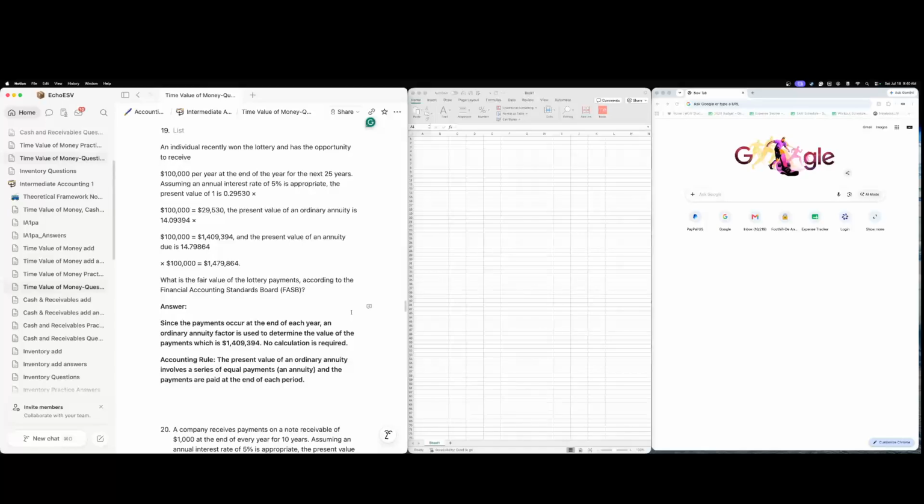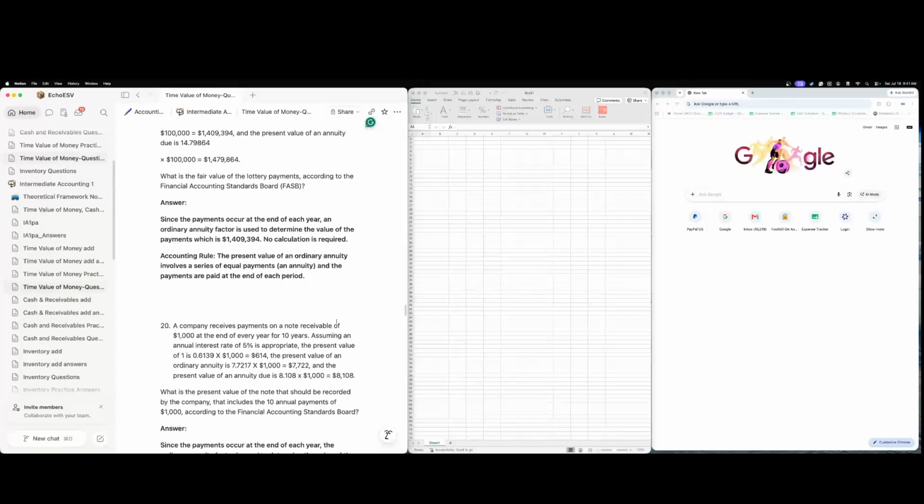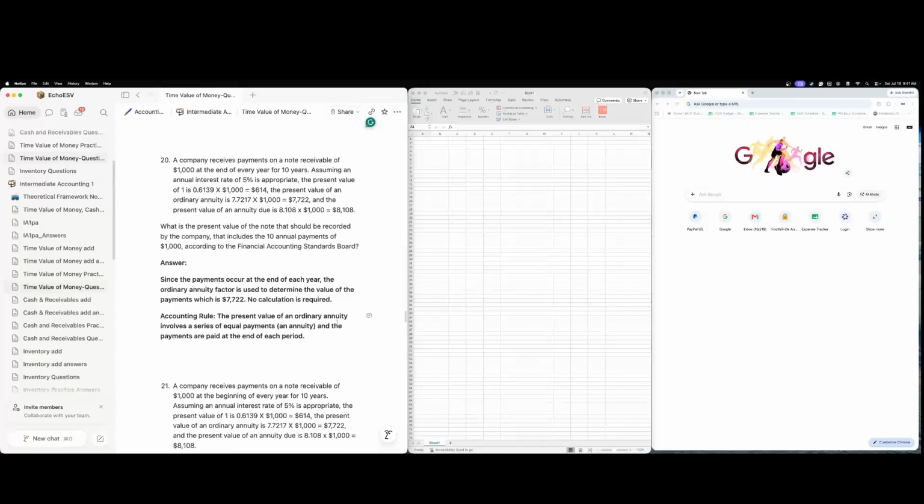At the end of the year, so ordinary annuity, $1,409,394. That's the present value of the ordinary annuity. A company receives payment on a note receivable at the end of the year for 10 years. Present value of that ordinary annuity.